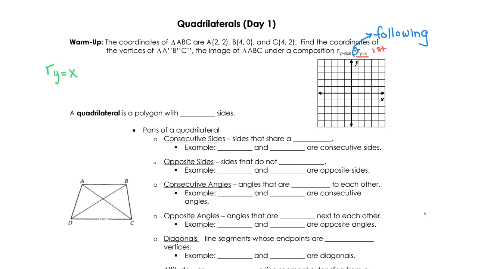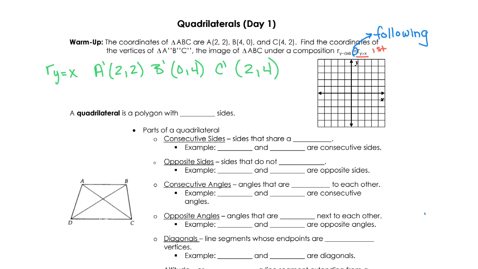And all that does is flip-flop the coordinates. So A prime will still be at 2, 2. B prime, if you flip-flop the coordinates, will be at 0, 4. And C prime, if you flip the coordinates, will be at 2, 4. And that's what happens when you do a reflection over y equals x. All the coordinates do is flip or change positions.